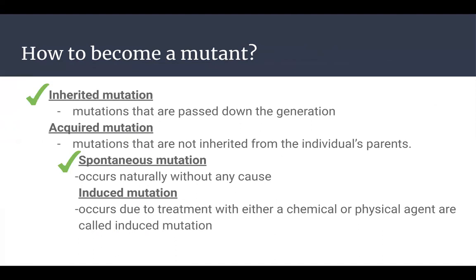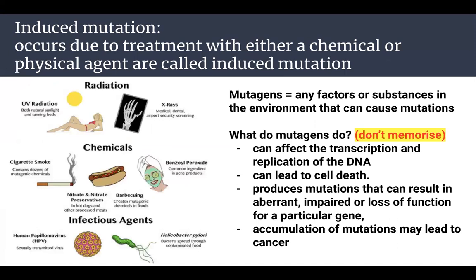And then now we're going to look at induced mutation. Those are mutations that are being caused by chemical or physical agents. Now, these agents, we call them mutagens, which are any factors or substances in the environment that could cause mutations. They cause mutation by maybe affecting the transcription process, or maybe affecting the DNA replication process, or they could kill your cell and force your other cells to do cell division and increase the chance of getting mutations during that cell division.